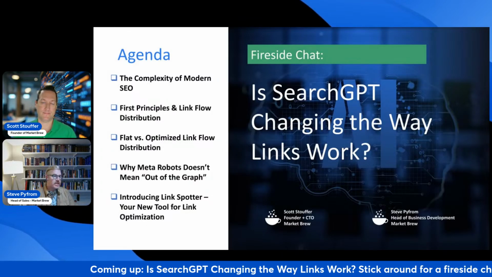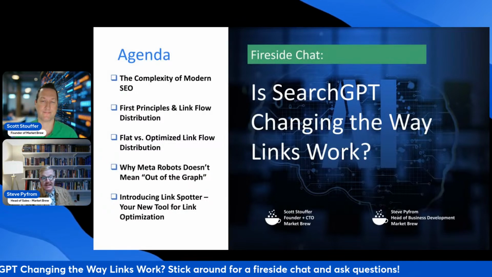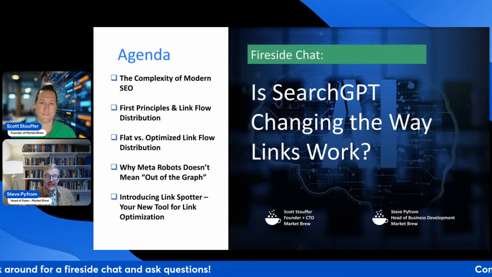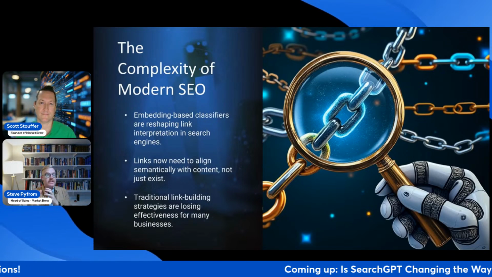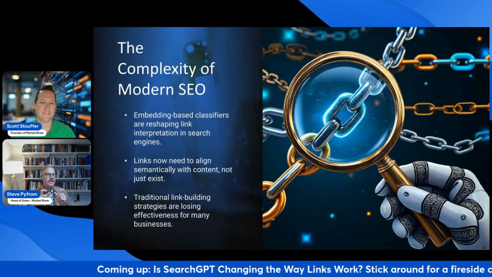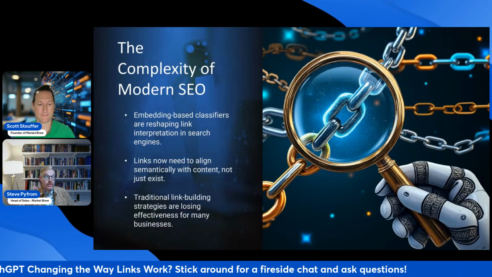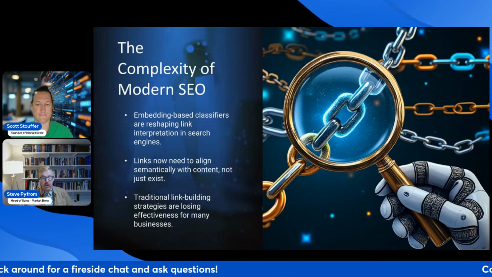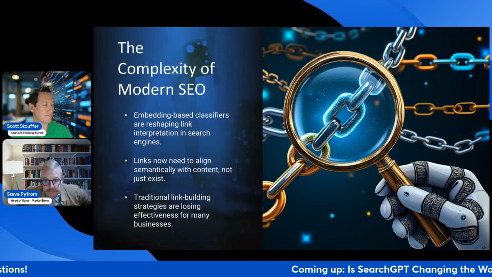So today, we're talking about the complexity of modern SEO, and the reality is that the SEO landscape continues to evolve quickly. Now that we're on embedding-based classifiers, they're changing how search engines understand links. So now it's not just about having links, but it's about having the right places to align with the content's semantic relevance. So businesses continue to struggle to keep up their traditional link building strategies because they're no longer showing results. So, Scott, help us understand this a little bit more from a technical level.